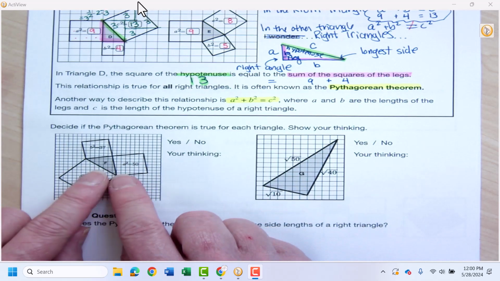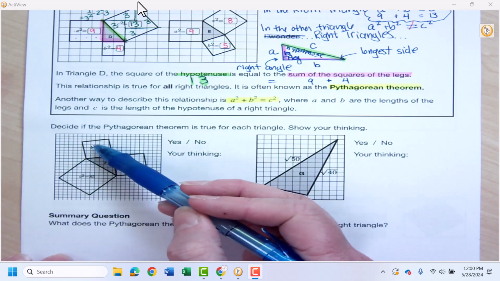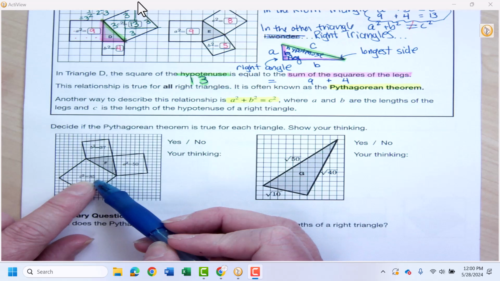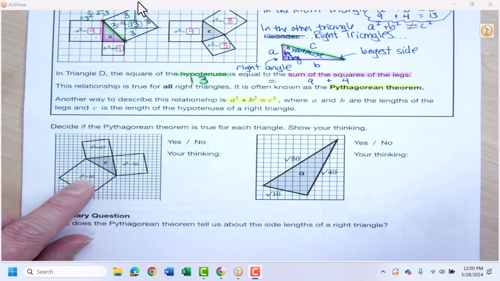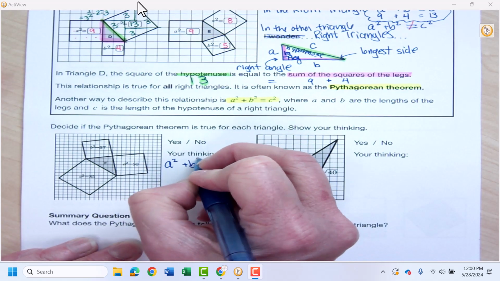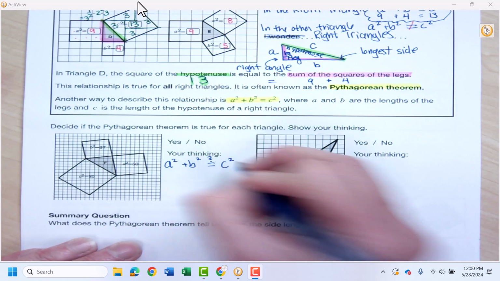Okay, well, we have a triangle here. They've labeled A, B, and C. I see that C squared is the longest one, so that must mean that C is the longest side. So let's try this out. Does A squared plus B squared, and put a question mark above the equal sign, does it equal C squared?